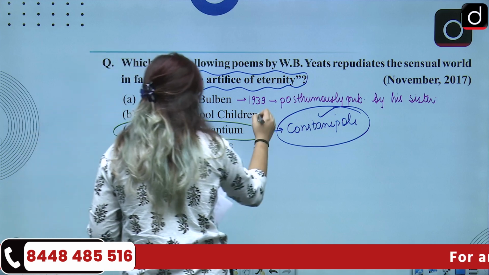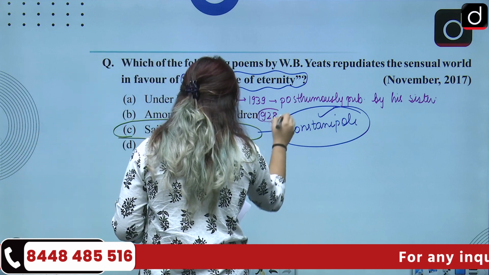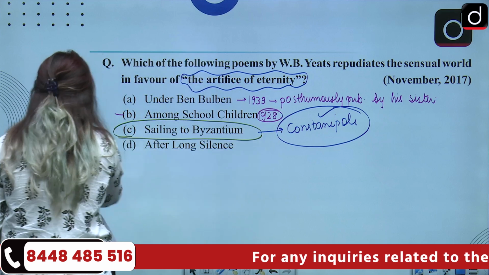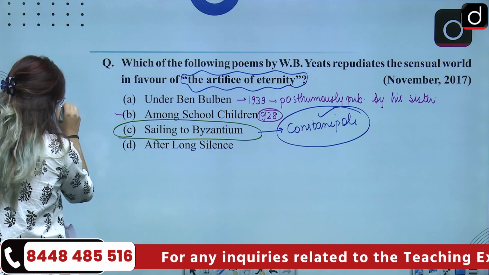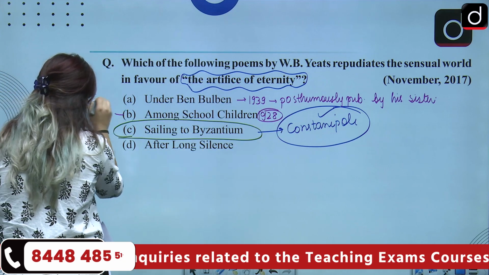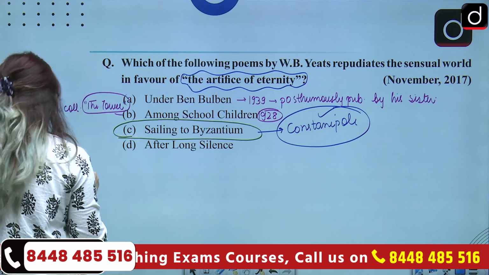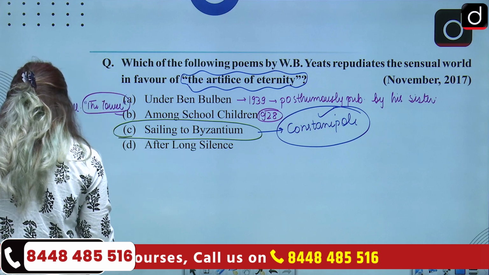Then we have Among School Children, 1928, in the year 1928, kaun si collection mein? In the collection named The Tower. In the collection named The Tower, usme aayi thi, theek hai?